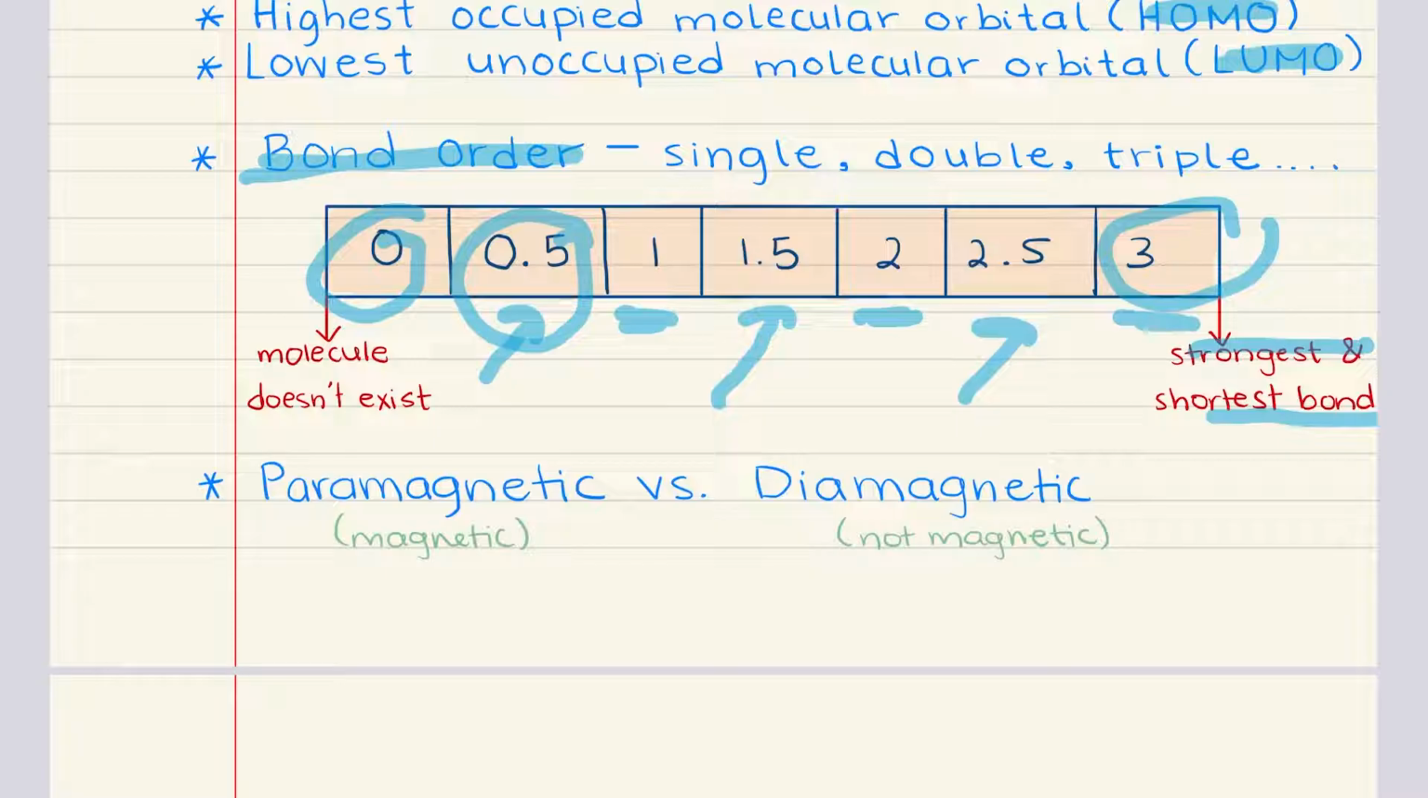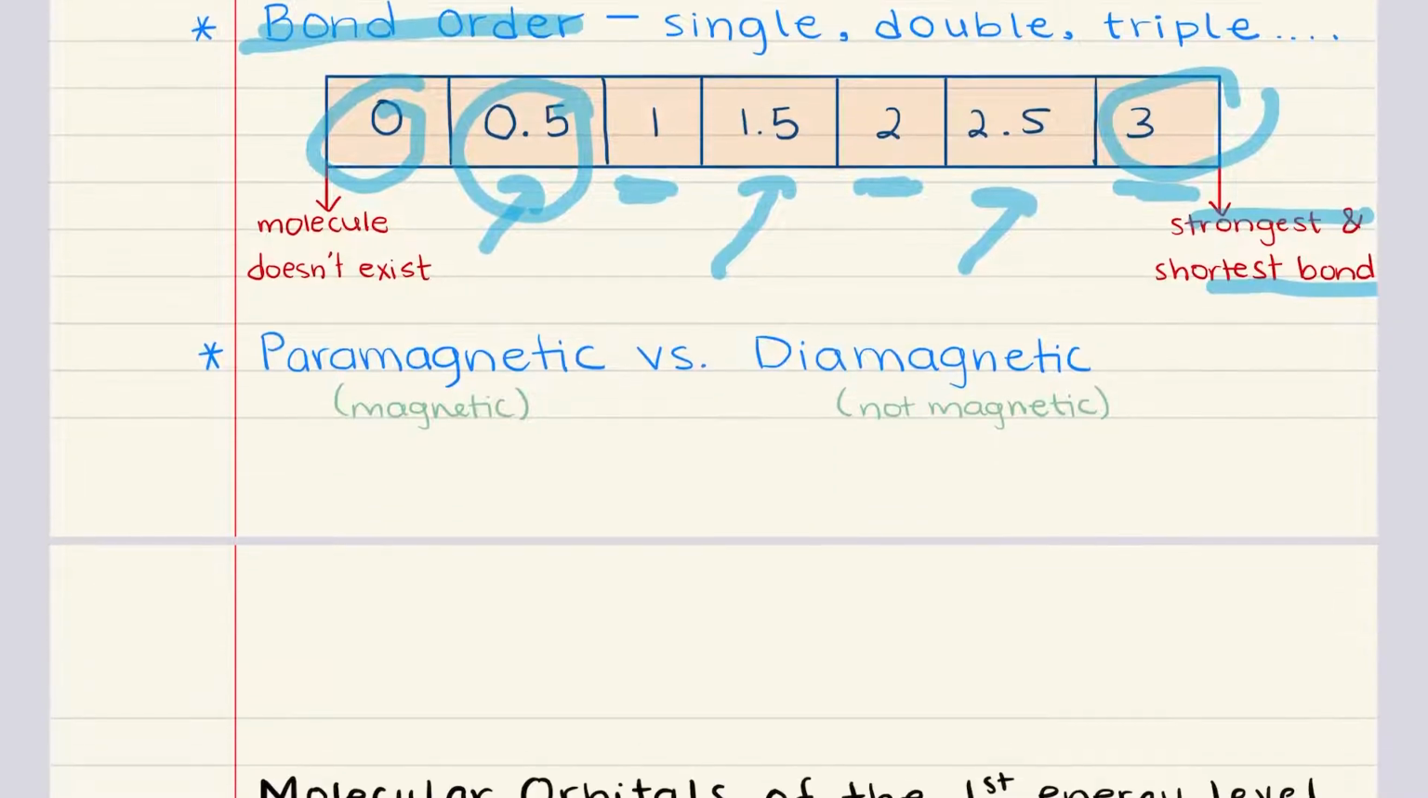Finally, we need to distinguish between two important terms, paramagnetic and diamagnetic. This is actually one of the biggest advantages of molecular orbital theory over valence bond theory because it correctly predicts the magnetic properties of molecules. If a molecule has unpaired electrons, it's paramagnetic, meaning it's attracted to a magnetic field. But if all of the electrons are paired, then the molecule is diamagnetic, meaning it's not attracted to a magnetic field. And this distinction is really important when we analyze molecular orbital diagrams.